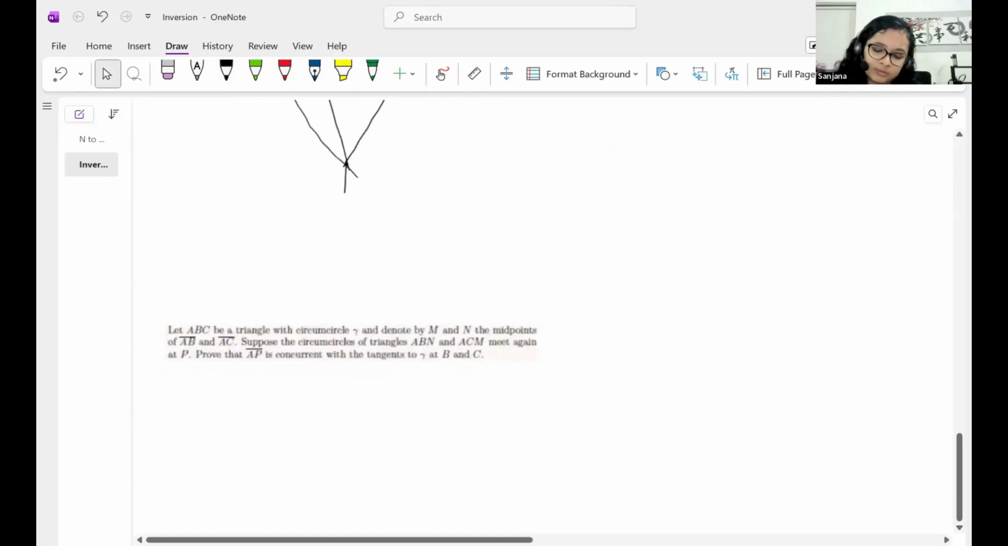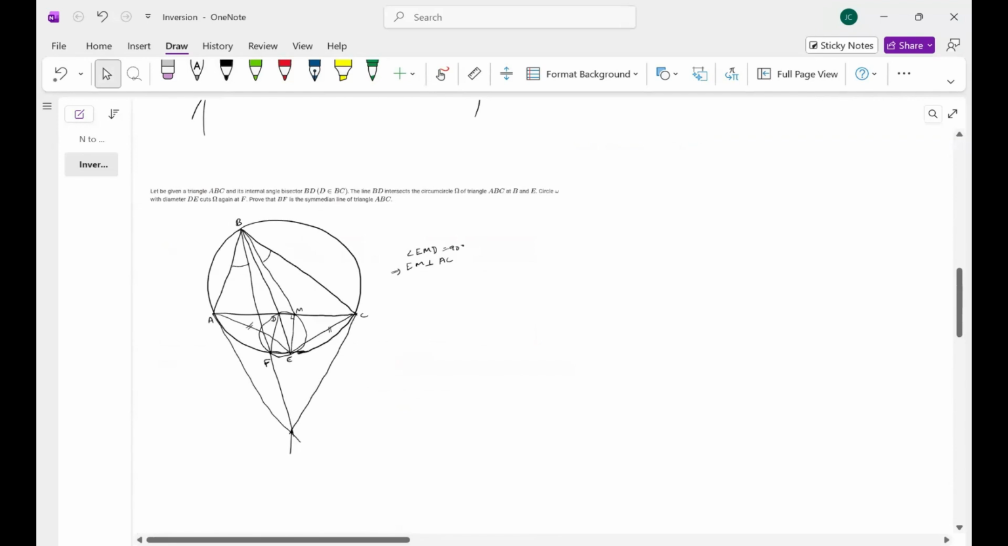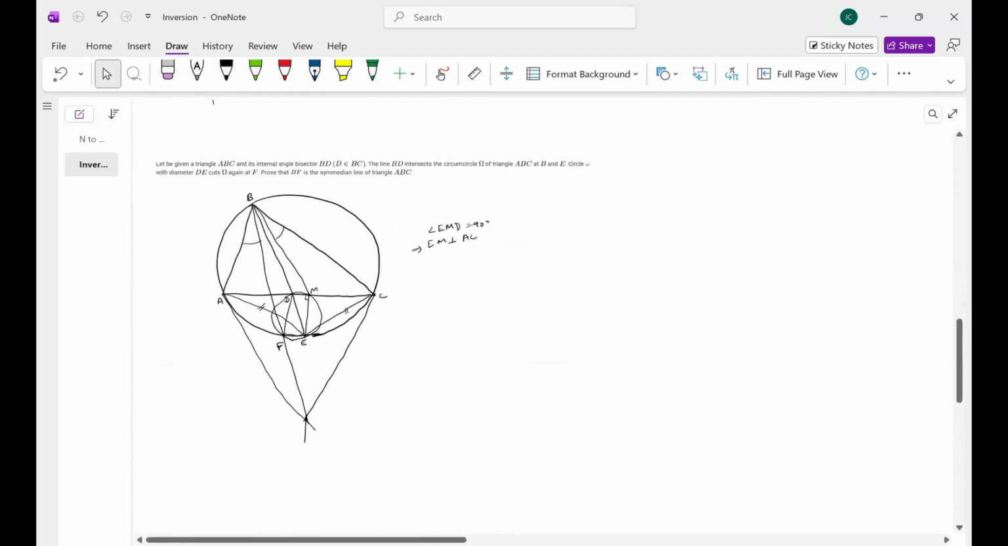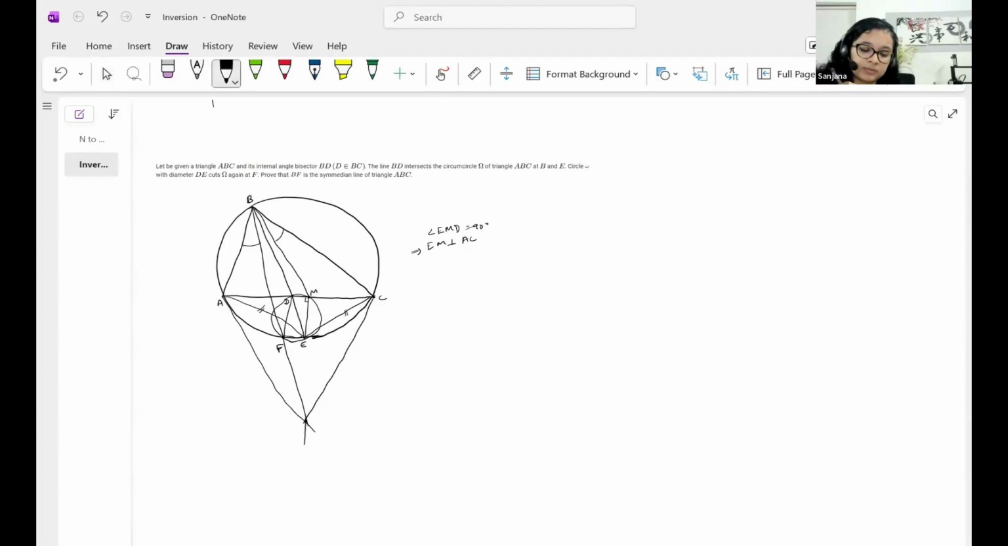Yeah, we'll do one more problem. Wait, one second. In the previous problem, how do we get that EMD is 90? Like, we know that's true, but how do you know F goes to M? I don't get that. Because if you consider the image of F, it must still be on the circle with diameter D, right?